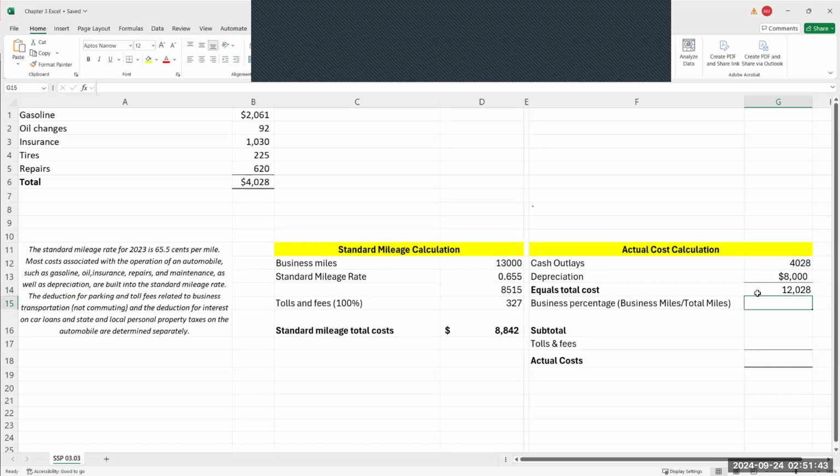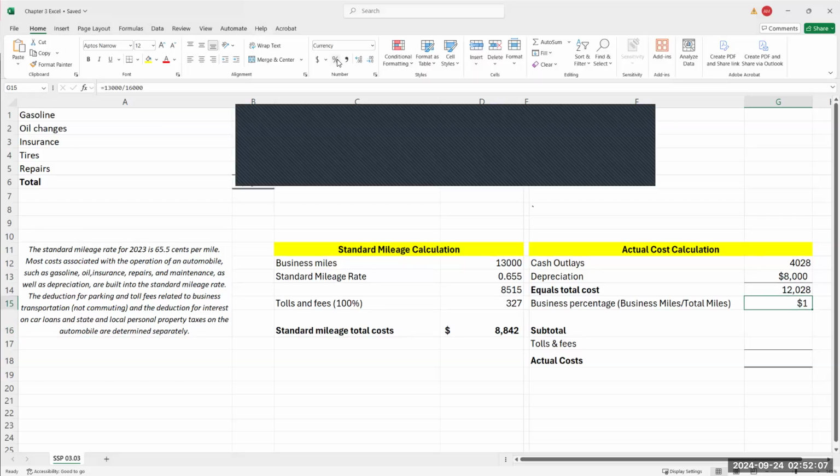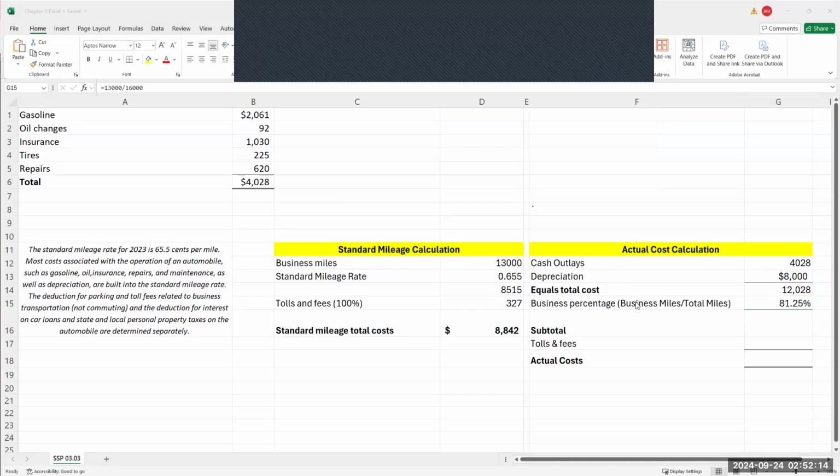Total cost of $12,028. And now we need to determine, well, okay, what is our business percentage use? In order to determine that, we divide our total business miles, which is 13,000 miles, by the total miles driven, which is 16,000 miles. So 13,000 divided by 16,000. Let us make that a percentage. All right, so it'll be 81.25%.